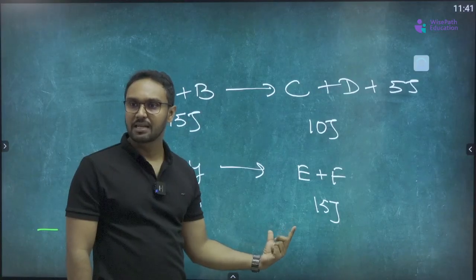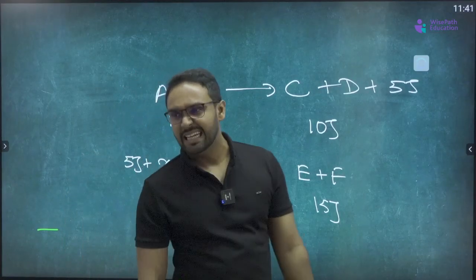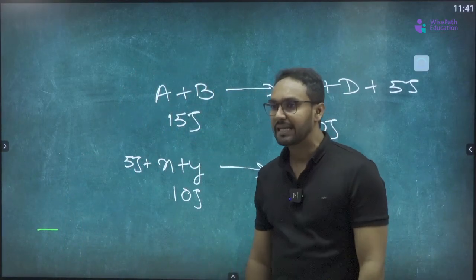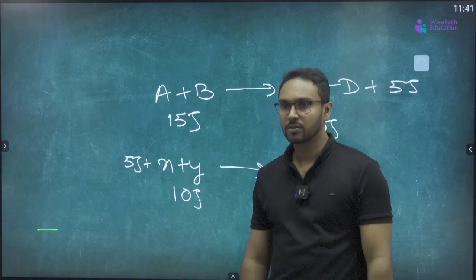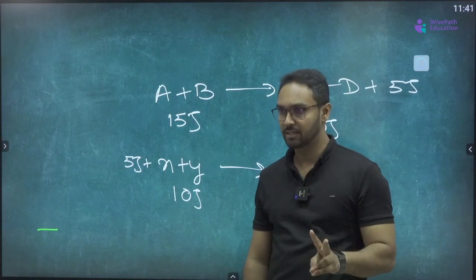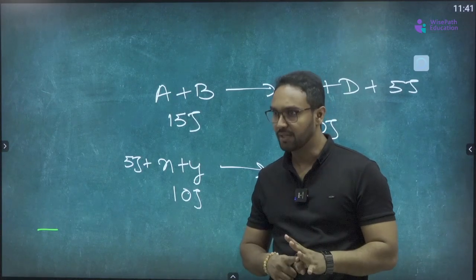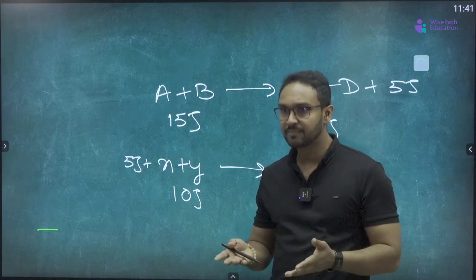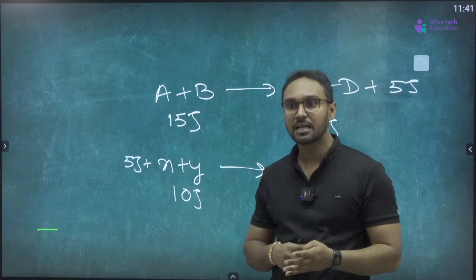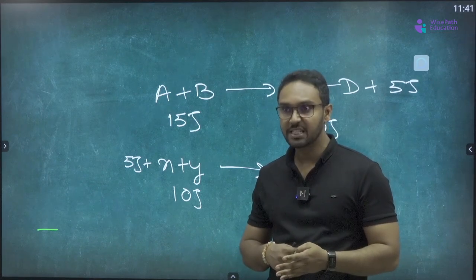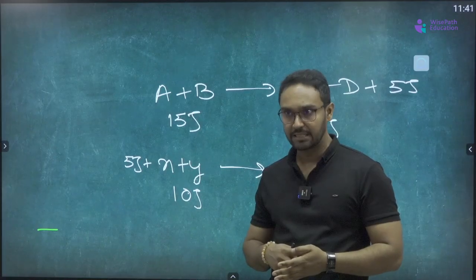We call this an endothermic reaction. In an endothermic reaction, what happens? The energy is absorbed. So there are two types of reactions. One is exothermic, which releases energy, and the other is endothermic, which absorbs energy.